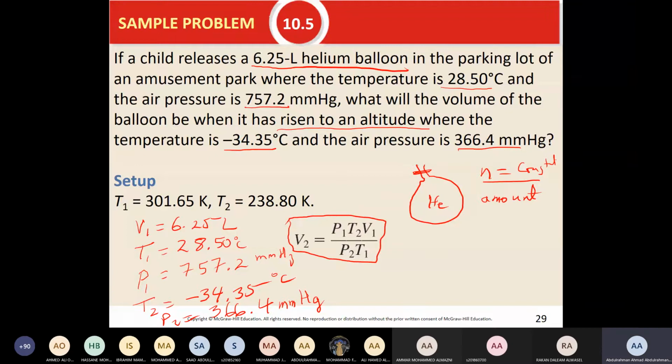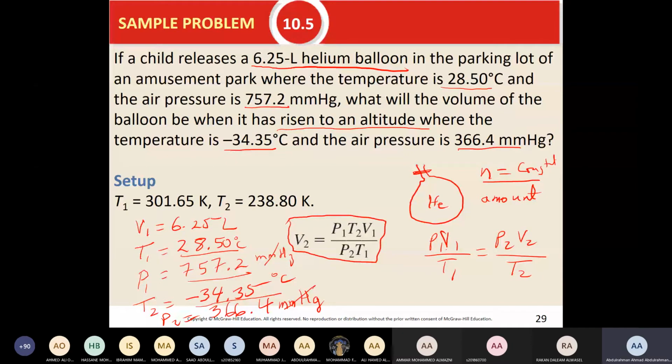Which is P1V1 over T1 equals P2V2 over T2, or V2 equals P1V1 times T2 divided by P2 times T1. Don't forget to change the temperature to Kelvin. But the pressure, don't do anything with it. Why? Because this unit will cancel with this unit. You don't have to change it to atmosphere or anything. Clear? Okay, give me an answer quickly.